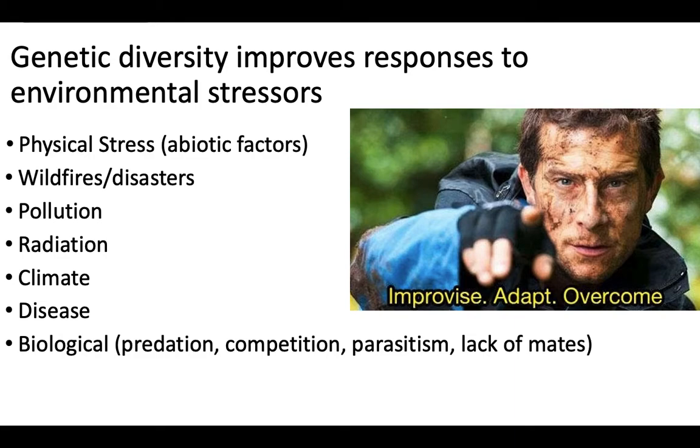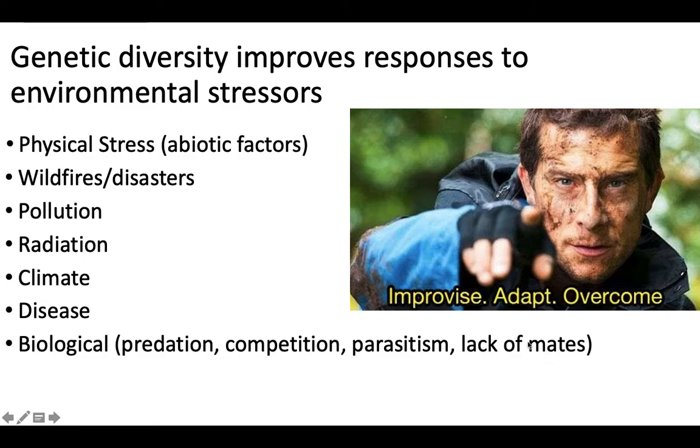in the environment. It could be physical stress, like a variety of abiotic factors. It could be heat or temperature. It could be moisture. It could be salinity. It could be pH. You name it, right? Changes in abiotic factors are going to require individuals to adapt, move, or die. The same can be said for natural disasters like wildfires, like we're seeing on the West Coast, pollution or radiation, changes in climate, new diseases that pop up, and then also biological pressures that we talked about, predation, competition, parasites, or even the lack of mates.